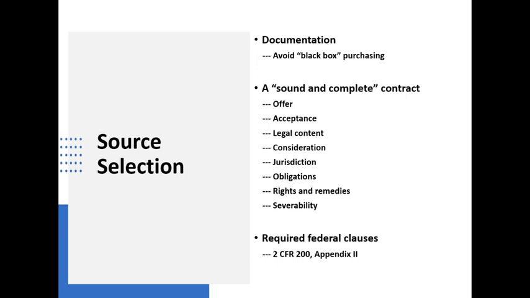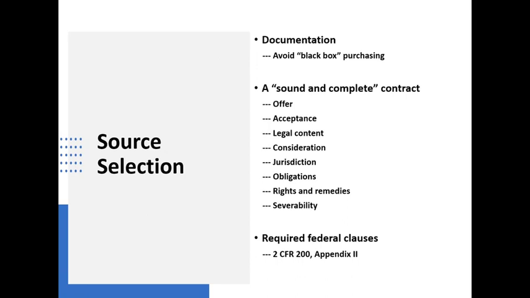Now, you might say, well, gee, that sounds like even micro purchases have to have a big document attached to it. Not necessarily. You may be able to achieve some of this by simply making reference to what constitutes a sound and complete agreement under the state law in the state where you're operating. But there are some things you have to reference that relate to the federal government, and that's the required federal clauses that are contained in Appendix Roman numeral 2 of 2 CFR 200.